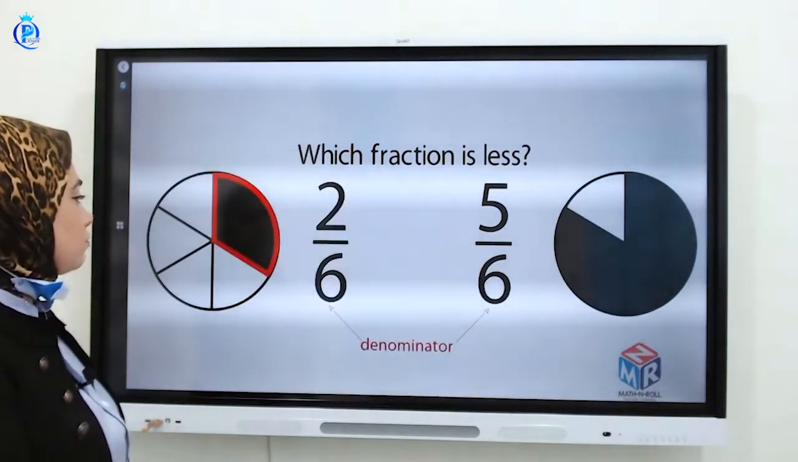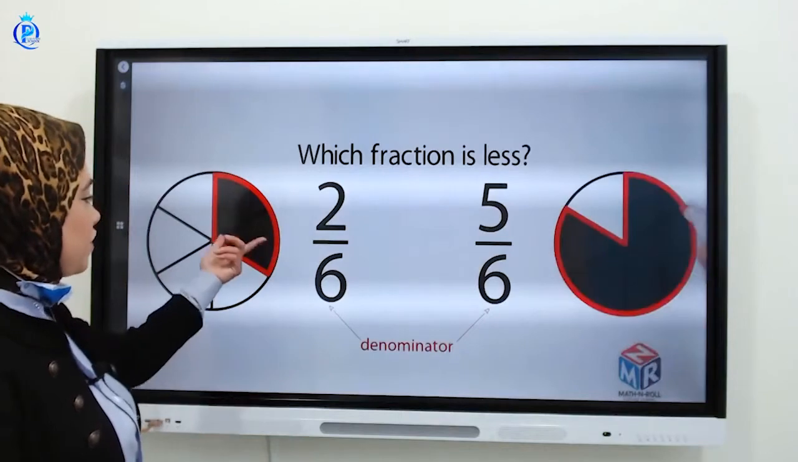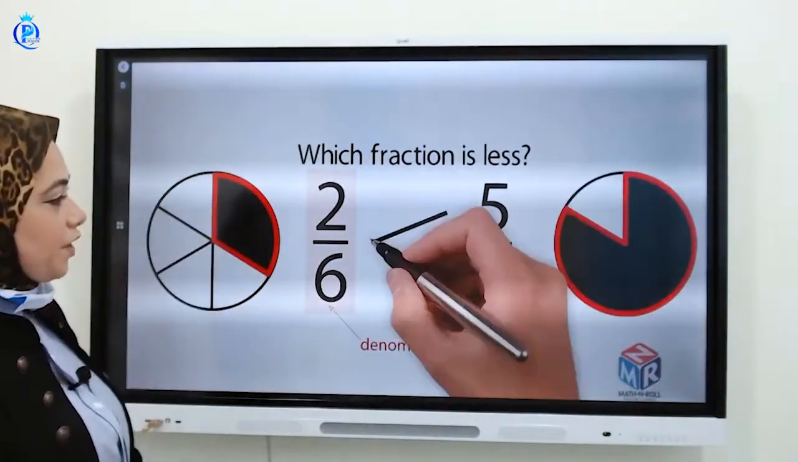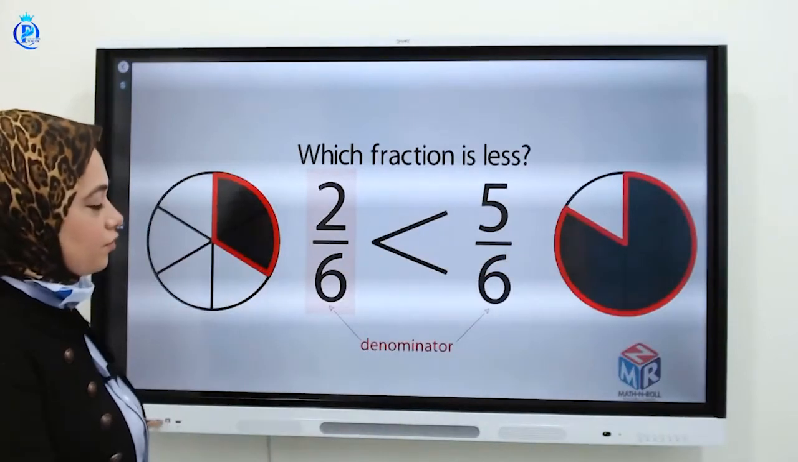When parts are the same size, 2 parts is less than 5 parts. Which is bigger, this part or this part with the red line? 5 is bigger than 2.